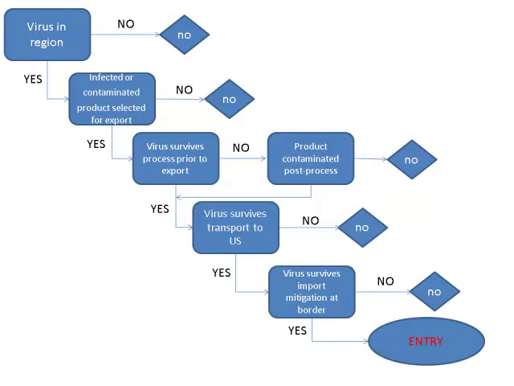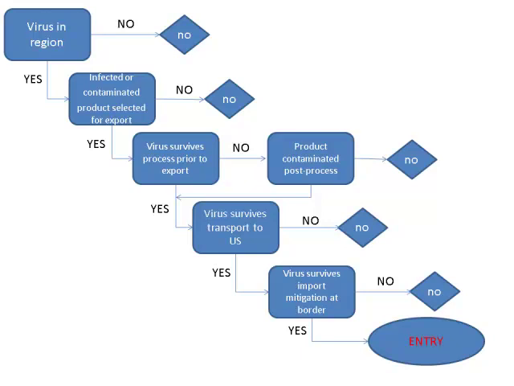Anyway, this is the step-by-step process for a virus to enter the U.S. So you start off up at the top there. I don't have a pointer, so use a finger. Is a virus present in a region of another country? Yes, then you move to the next step. That next step is that an infected or contaminated product is selected for export.